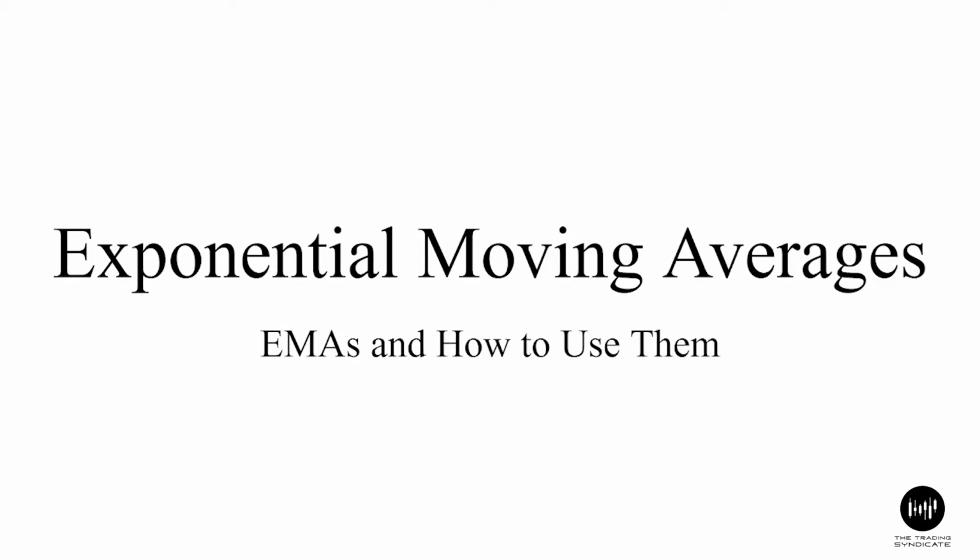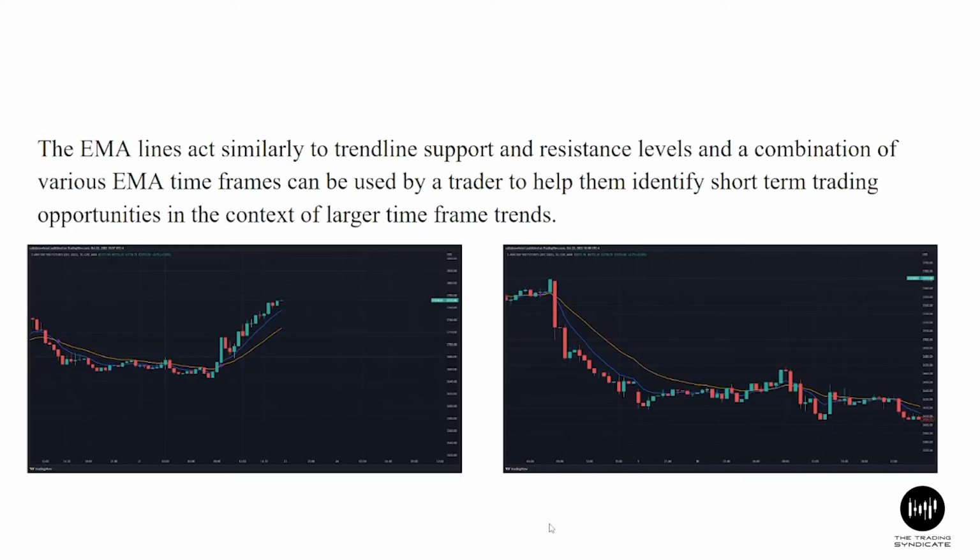In this section, we'll be discussing exponential moving averages and how to use them. Exponential moving averages, commonly referred to as EMAs in the trading community. The EMA lines act similarly to trendline support and resistance levels, and a combination of various EMA timeframes can be used by a trader to help them identify short-term trading opportunities in the context of larger timeframe trends.